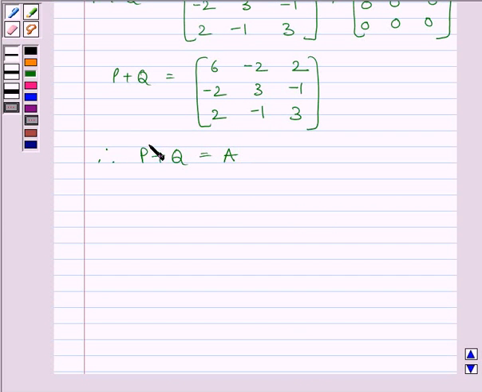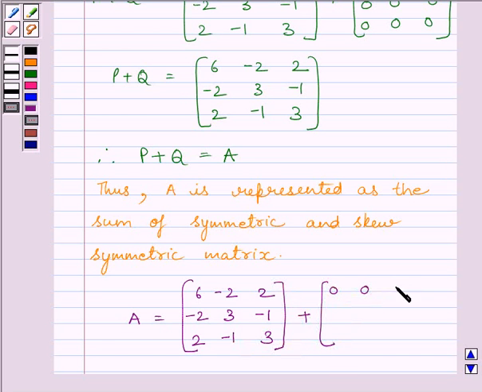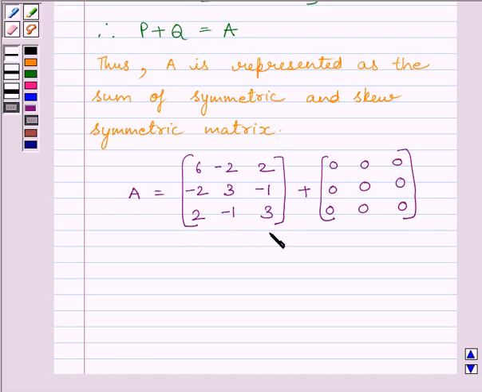But P is a symmetric matrix and Q is a skew symmetric matrix. So, we can represent A as a sum of a symmetric and a skew symmetric matrix. So, our final answer is A is equal to matrix 6, minus 2, 2, minus 2, 3, minus 1, 2, minus 1, 3, plus matrix 0, 0, 0, 0, 0, 0, 0, 0, 0. Where the first matrix is the symmetric matrix and the second matrix is the skew symmetric matrix.